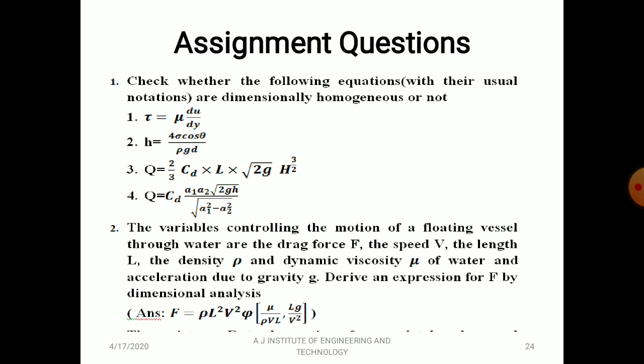Then mu, dynamic viscosity, unit is Newton second per meter square. Then du, change in velocity, so that is in meter per second. Then dy, the change in length, so unit is meter.